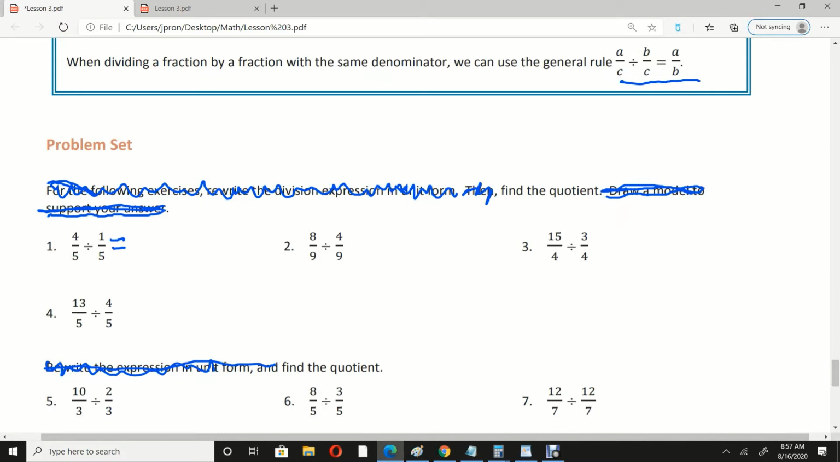And remember that when we divide fractions with common denominators, we can just take the numerator of the dividend over the numerator of the divisor. And that is a correct answer for us, right? But some of you may already notice that we can divide 4 by 1. 4 divided by 1 is equal to 4. So that would be our final answer.